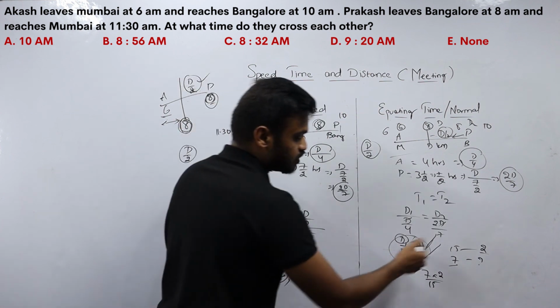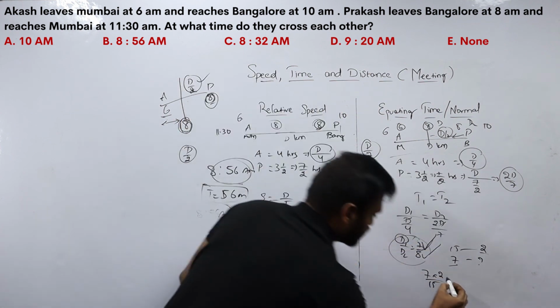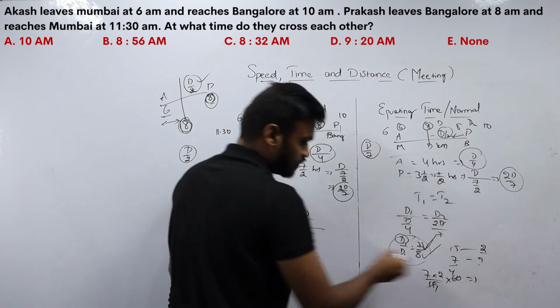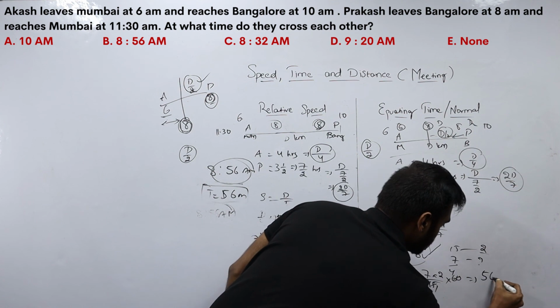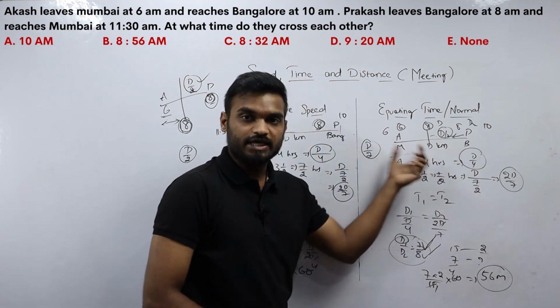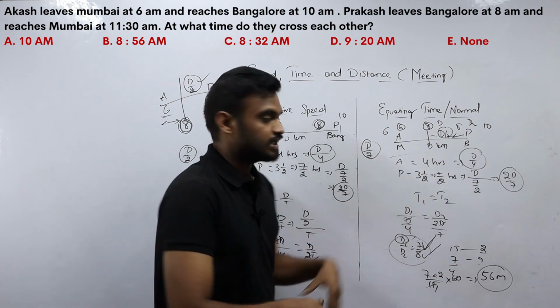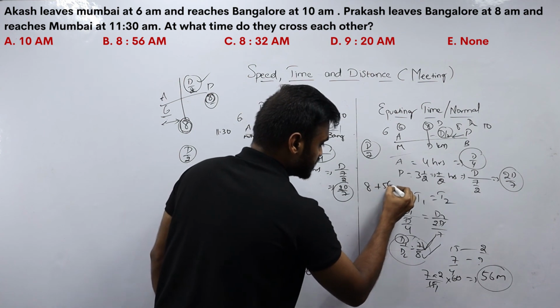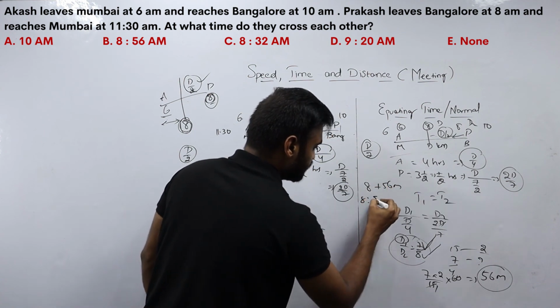This is in the form of hours, so we need to convert it into minutes. How can we convert them? By multiplying with 60. So we will get 15 ones are 15, 15 fours are 60, and 7 twos are 14, 14 fours are 56. That is 56 minutes. So after 56 minutes, Akash and Prakash will meet each other. They are starting at 8 am, so 8 am plus 56 minutes, they will meet at 8:56 am.